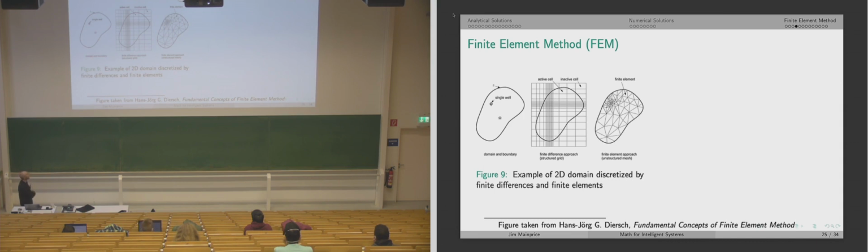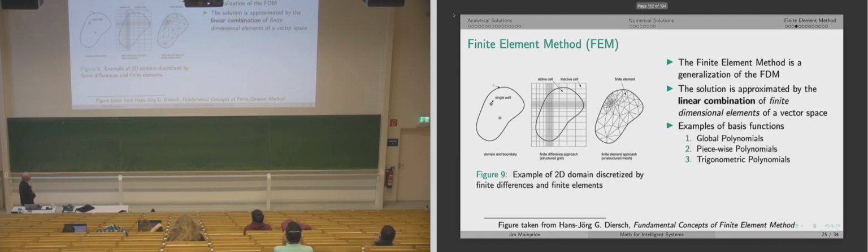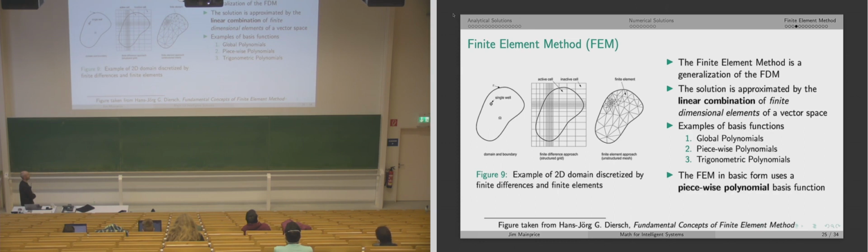And we are going to use the integral of what happens over these particular volumes, or here these tiles, these mesh. So it's a generalization of the finite difference method that we just saw. The solution is approximated by the linear combination of finite dimensional elements of a vector space. Examples of basis functions we will see are global polynomials, piecewise polynomials, trigonometric polynomials, Fourier basis functions, or whatever. It doesn't matter. There are many different types of basis functions to be used.